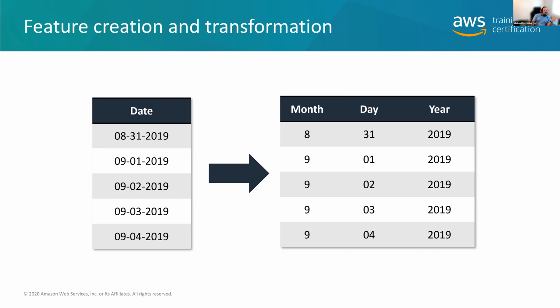And unless your algorithm has a great way of dealing with dates, you probably want to extract it out into more separate columns in this case. So you could generate your own month, day, and year feature instead. Again, it depends on the problem you're trying to solve.